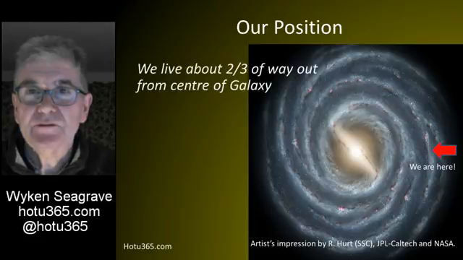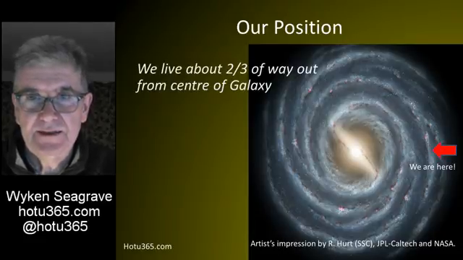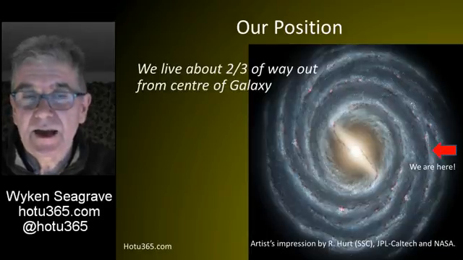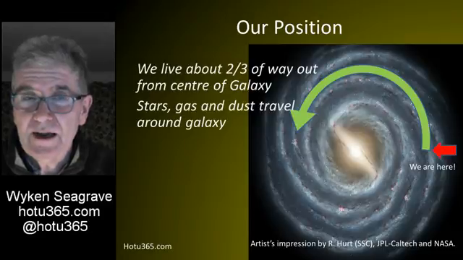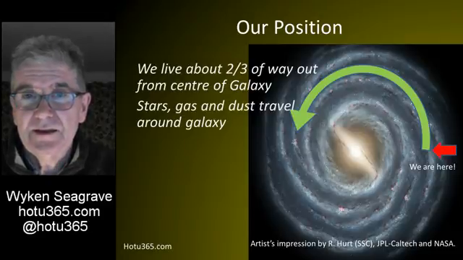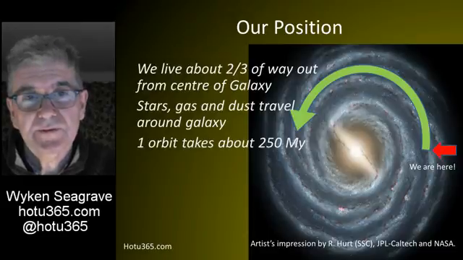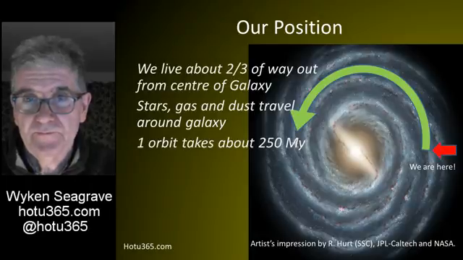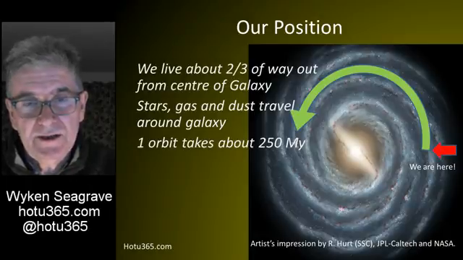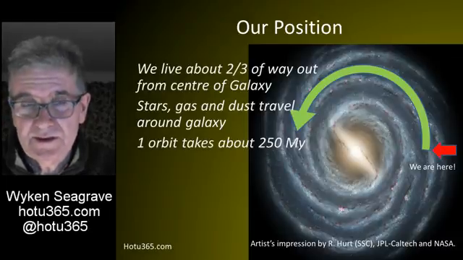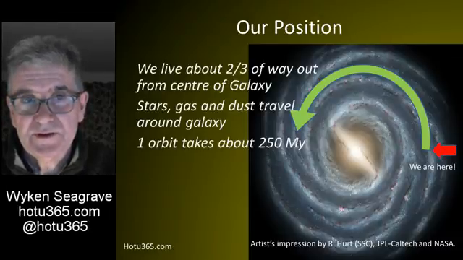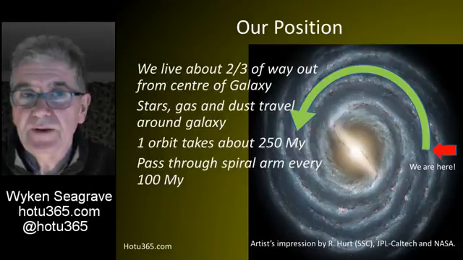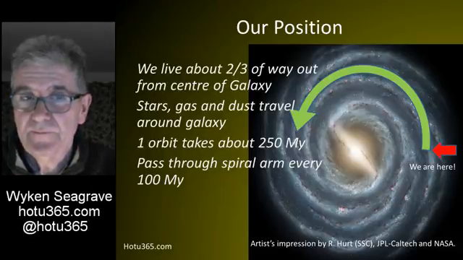We live about 2/3 of the way out from the centre. The stars and the gas and the dust that inhabit this disk travel around the galaxy, and it takes about 250 million years to travel once all the way round. On its journey, the Earth and the solar system pass through the spiral arms of the galaxy, and we go through one roughly every 100 million years.